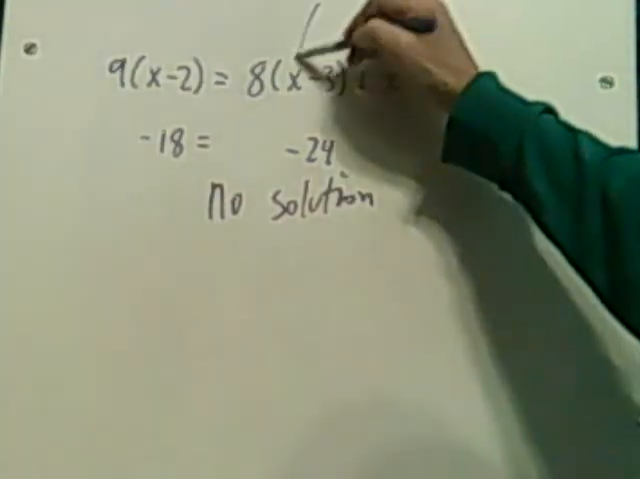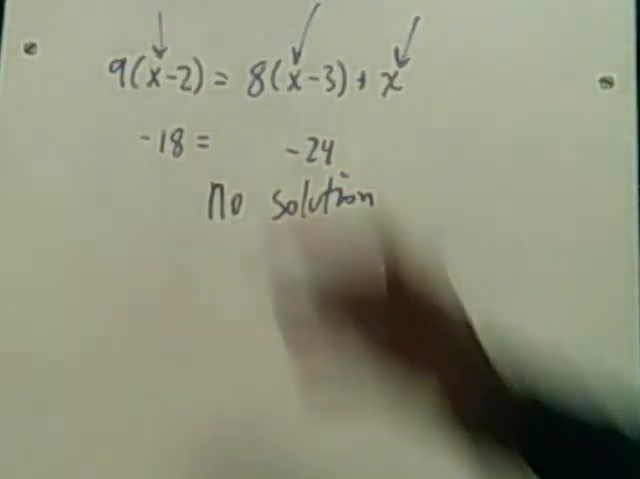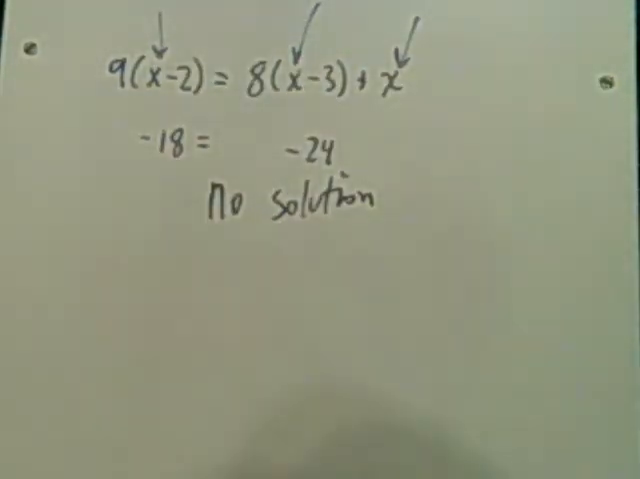In other words, there's no such value of x. No matter what number you try to put in for x, you'll never come up with a number which is going to satisfy this equation. There is no solution. Okay, that was 54. So now we're going to go to 58.